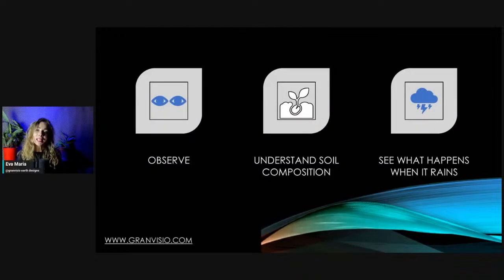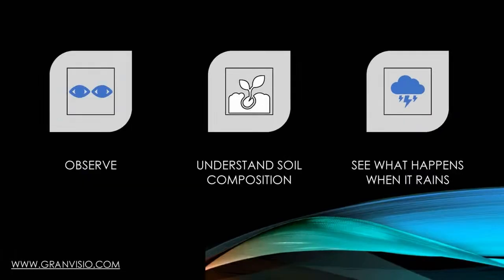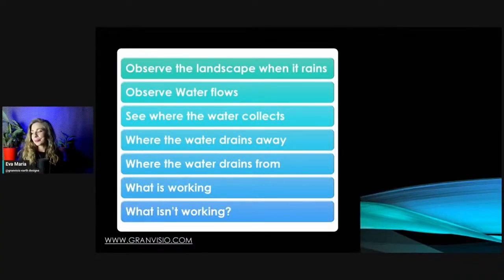This webinar applies primarily to humid landscapes, and there are two things we need to start with. Firstly, we need to observe and judge the current state of water movements. And secondly, we need to understand the soil and what happens when it rains. Once we go through this, I will show you basic permaculture water design concepts.